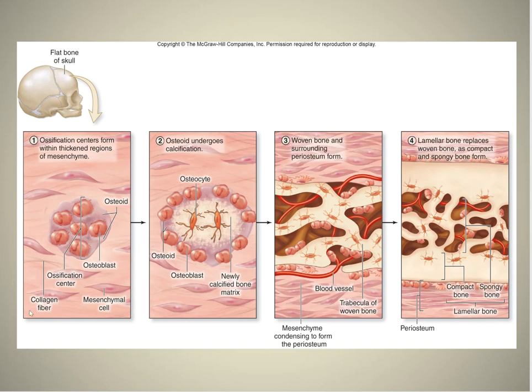Number two, osteoid goes calcification. You make osteoblasts and you make osteocytes. Woven bone, number 3, and surrounding periosteum form, and then lamellar bone forms. The Haversian system forms a compact bone on the outside, spongy bone on the inside to form the flat bones of the skull.